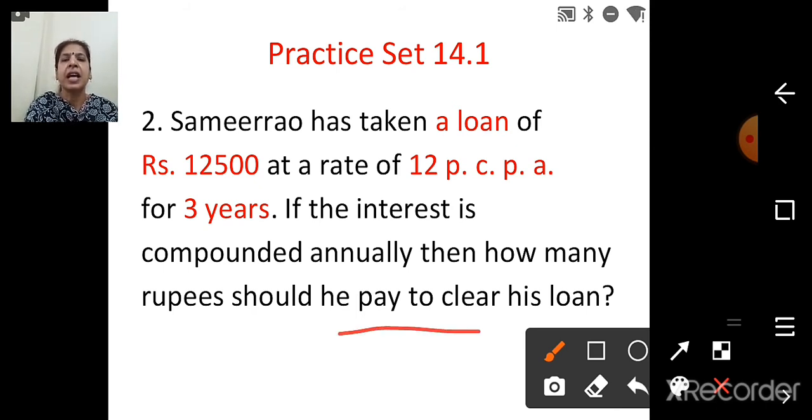Here they are asking us the amount. When we repay, we have to repay the principal along with the additional amount, that is the interest. So principal plus interest is the amount. So here we have to find the amount.